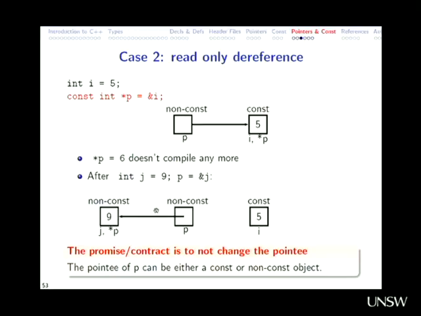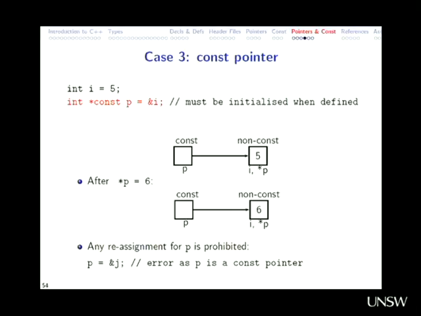Okay? So the promise of a contract, if you're talking 2911 style, so contract programming, the promise of a contract is not to change the pointee. Okay? But the pointer can point to either a const or a non-const object, it'll be fine. Okay? People clear on this so far? Yep. Okay.